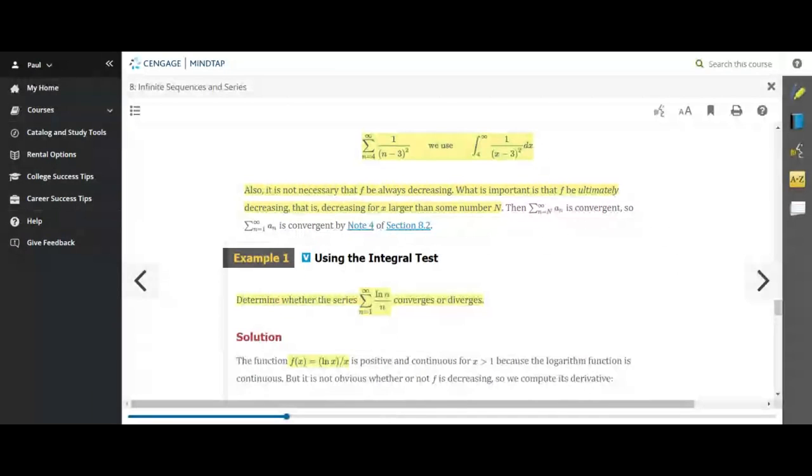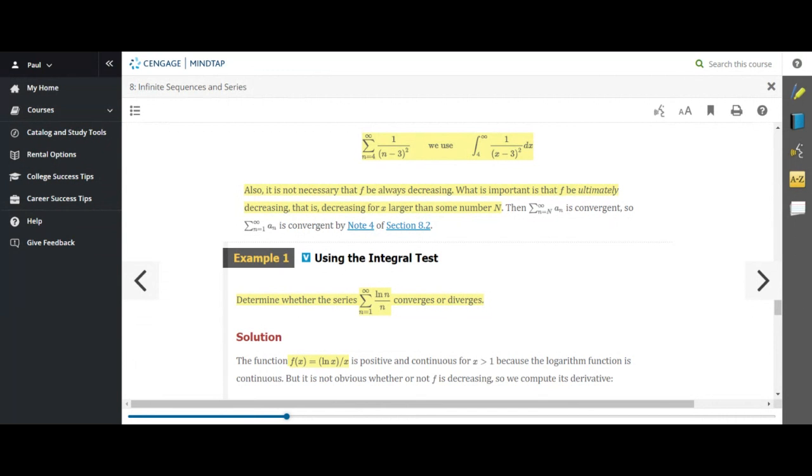Okay, determine whether the series n equals 1 to infinity of the natural log of n divided by n converges or diverges. Now that series, it would be difficult to use the comparison test on that, or the limit comparison test. It would be difficult. So what we're going to do is we're going to use the integral test.